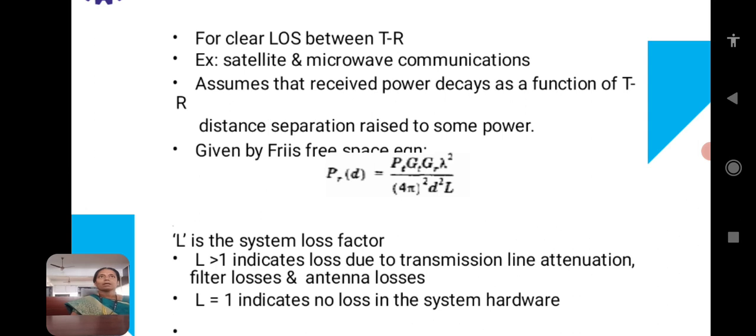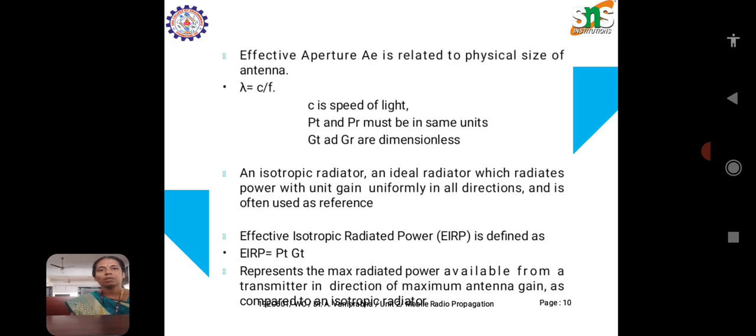Though with careful and concerned design, any system which has been designed for wireless communication exhibits some loss factor. L greater than or equal to 1 indicates the loss due to transmission line attenuation, filter losses and antenna losses. If L is equal to 1, this indicates there is no loss in the system hardware.